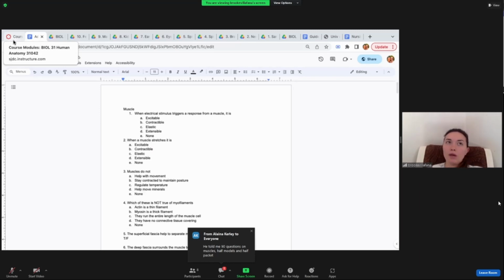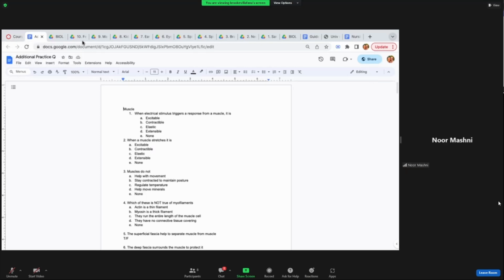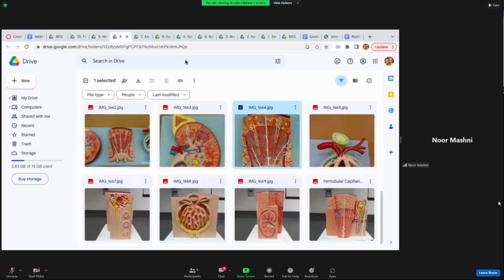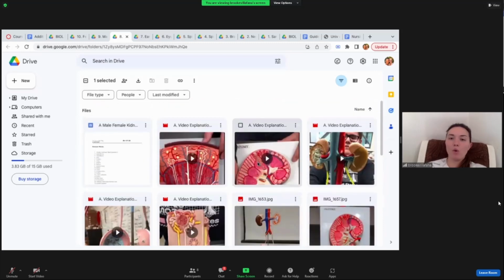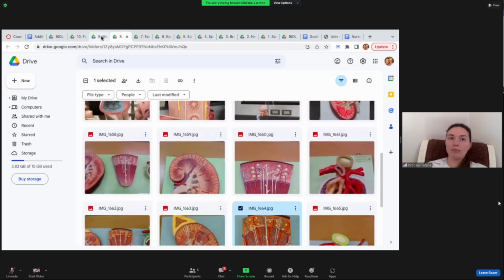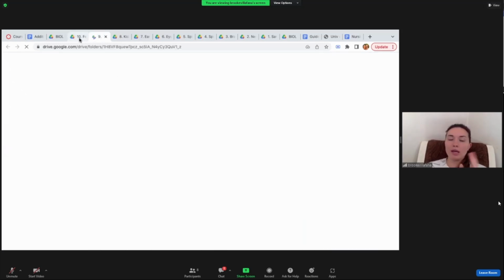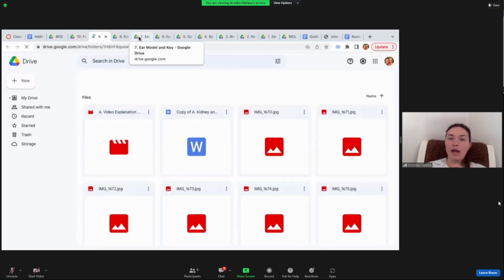I would probably say I remember every model being on my exam. Not every single one of the kidney models was on my exam, but at least one of them was. Does that make sense? Yeah. The male reproductive and the female were on my exam. I had the ear and the eye.